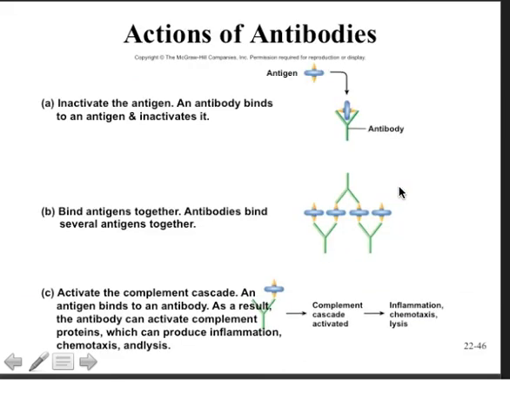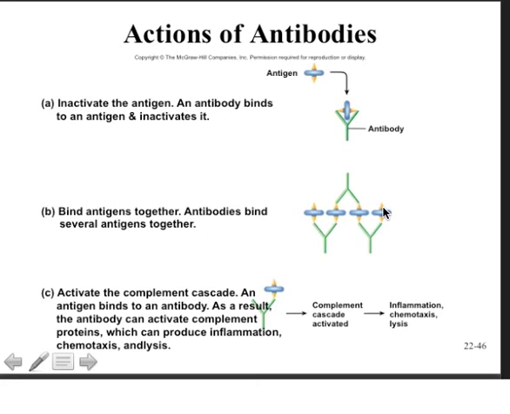So how do antibodies essentially attack and destroy antigens, or to be more precise, pathogens that are attached to the antigens? Well, they can inactivate the antigen, where the antibody binds to the antigen and inactivates it basically by cloaking the antigen and rendering it incapable of producing disease. They can bind antigens together. This is a phenomenon called immunoprecipitation.